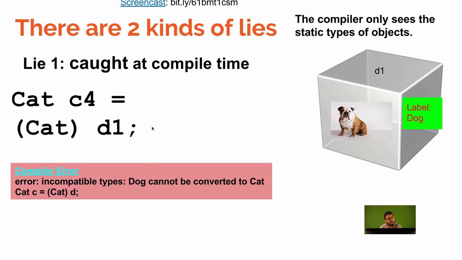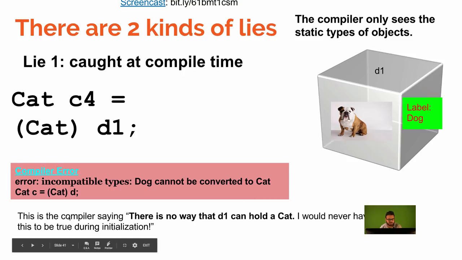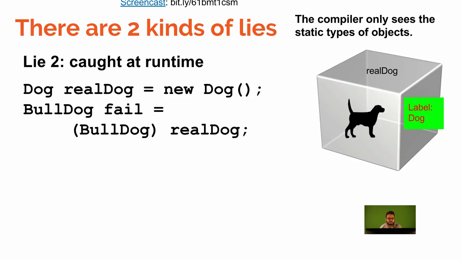So this is a lie, and it's caught directly at compile time because the compiler can catch your lie. If you try to run this, it will say compiler error, incompatible types, dog cannot be converted to cat. There we go. So don't lie. Essentially this is the compiler saying there's no way that D1 can hold a cat. I would never have allowed this to be true during initialization. Good. There's a second kind of lie, which is a little trickier, right? Let's take a look at what that is.